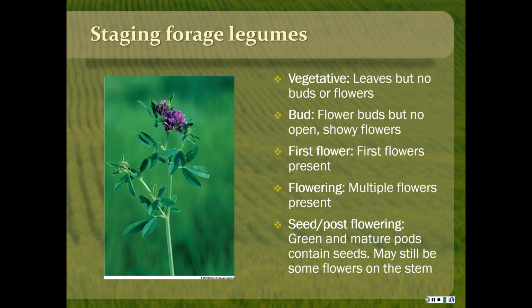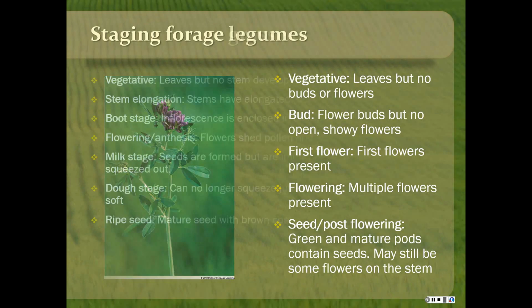And the bud stage is buds but no open showy flowers. First flower, just the first flowers are starting to be present. The flowering, multiple flowers are present, and seed or post-flowering, you see pods, green and mature pods, and there may still be some flowers on the stem.